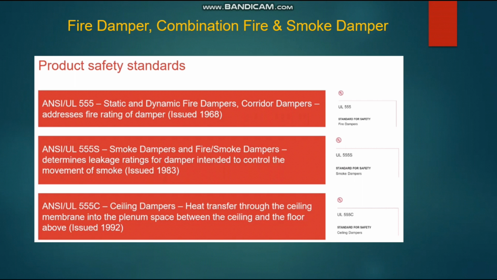Before going into the topic, we will see the product safety standards related to the dampers. The first one is UL 555. It is for static and dynamic fire dampers and corridor dampers, which address the fire rating of the dampers, and it was issued in 1968. The second one is UL 555S for smoke dampers and combination fire and smoke dampers, which determines the leakage rating for dampers intended to control the movement of smoke, and it was issued in 1983. And the third one is UL 555C, for ceiling dampers installed in a ceiling to avoid heat transfer through the ceiling membrane into the plenum space between the ceiling and the floor above. This was issued in 1992.